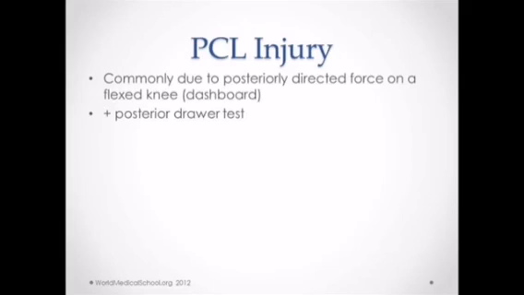PCL injuries are commonly due to a posteriorly directed force on a flexed knee, such as smashing into a dashboard in a car accident. These will have a positive posterior drawer test, which is similar to the anterior drawer test, whereas the tibia is forced posterior, and 5 millimeters or more of the tibia moving posteriorly in relation to the femur would indicate a positive test.